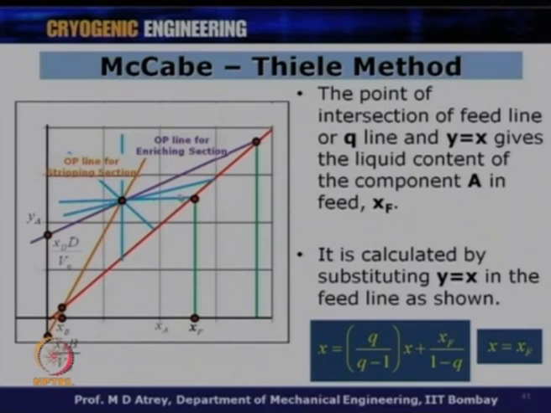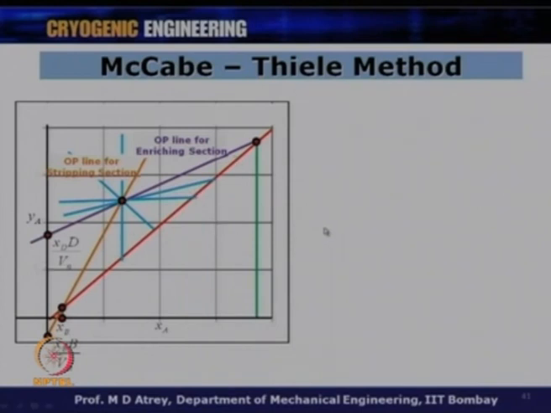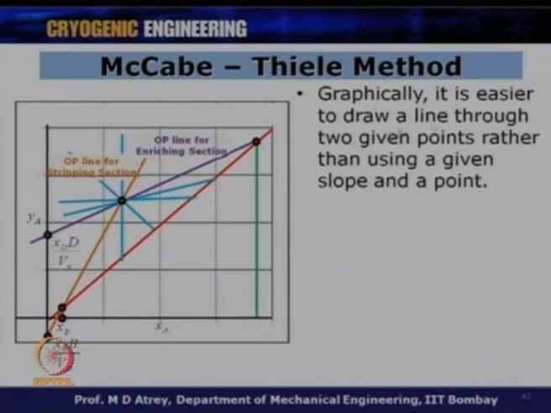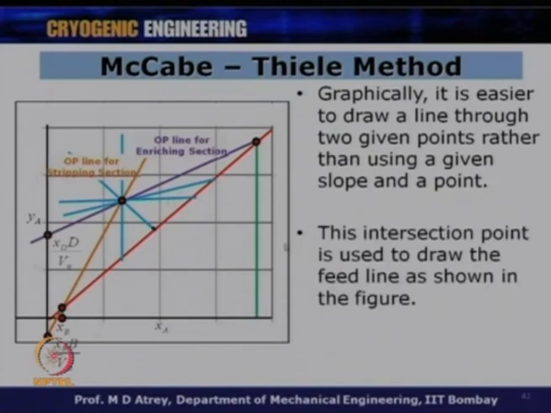If I want to draw the feed line, I know the liquid content of a component in the given feed, I can locate this point. Also, if I develop equations for the two operating lines, I know their point of intersection, and joining these two will give me the q line, and the equation also for the q line or the feed line. So, I know all the equations, I can plot them graphically, and this is what I wanted to cover in this lecture. So, graphically it is clear to draw a line through these two given points rather than using a given slope and a point. This intersection point is used to draw the feed line as given in the figure. So, I got 2 points, join these 2 points, what I get is a q line or a feed line.